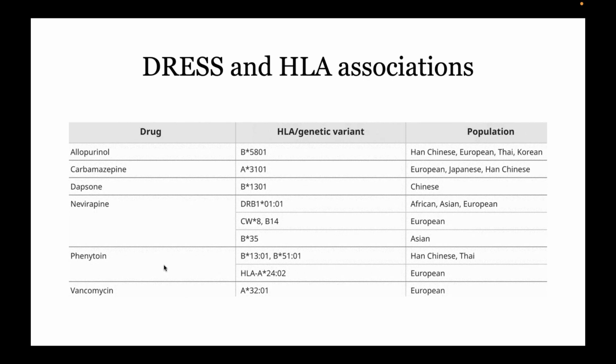The important thing for us to remember is that DRESS is associated with certain drugs and certain populations, people with certain HLA variants. One notable one is the Han Chinese with HLA-B*5801. They're kind of allergic to allopurinol. They have a high propensity of getting DRESS from allopurinol. There are others here that we probably should know about. Just keep in mind, we shouldn't memorize them, but just keep them in mind.